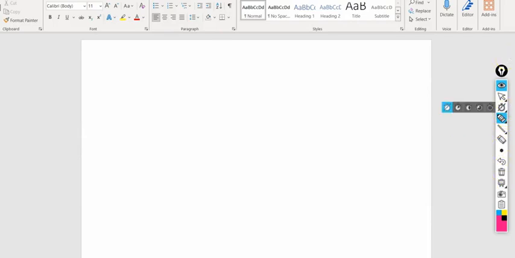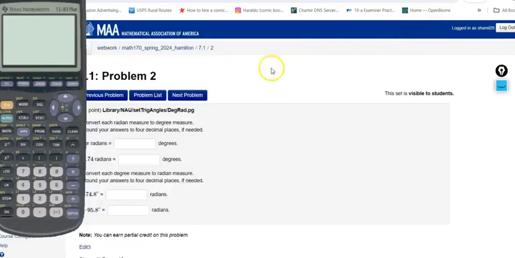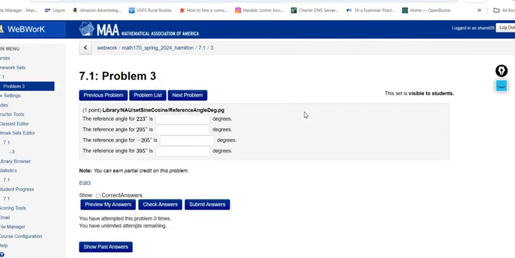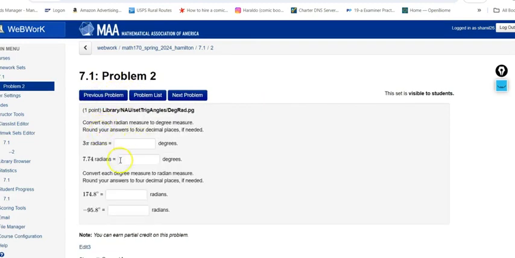So let's have a look at some of these questions. Okay, everyone should be able to do the conversion. We just wanted to convert radians to degrees and then degrees to radians.